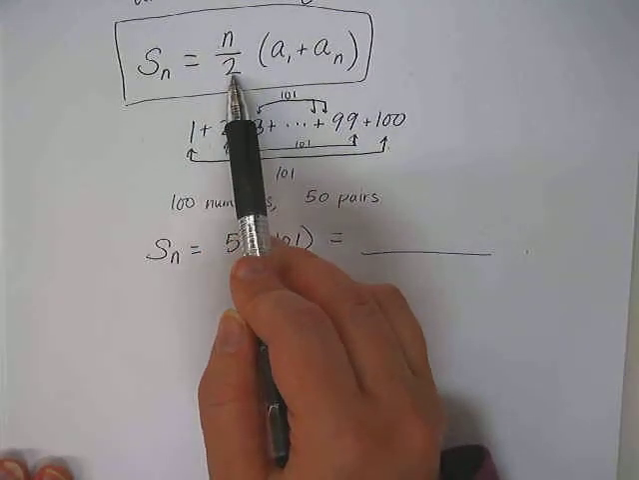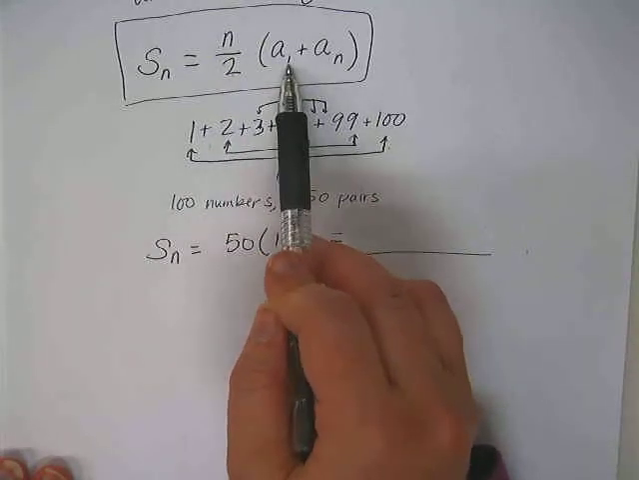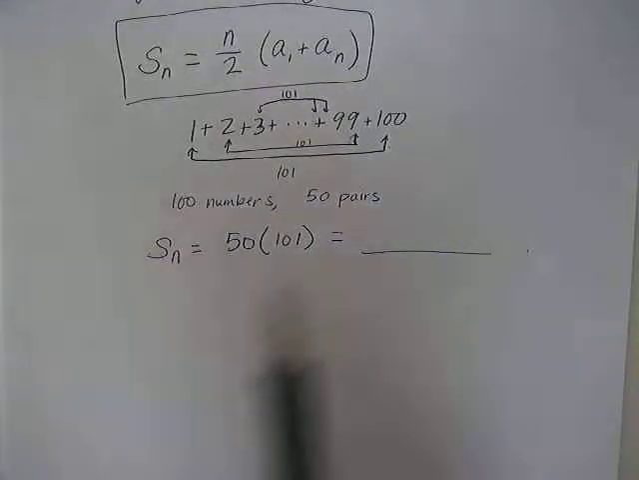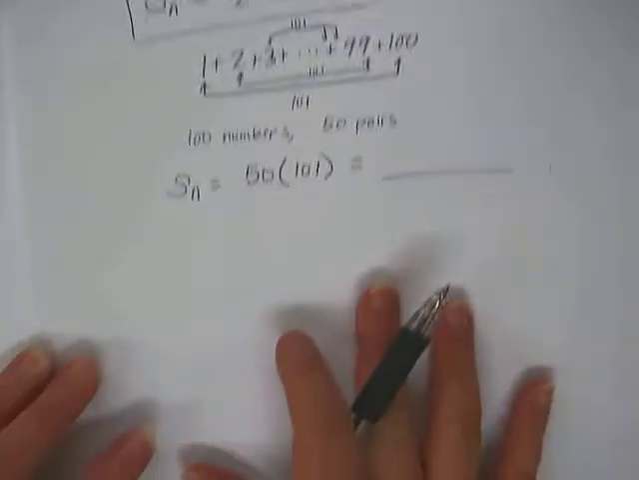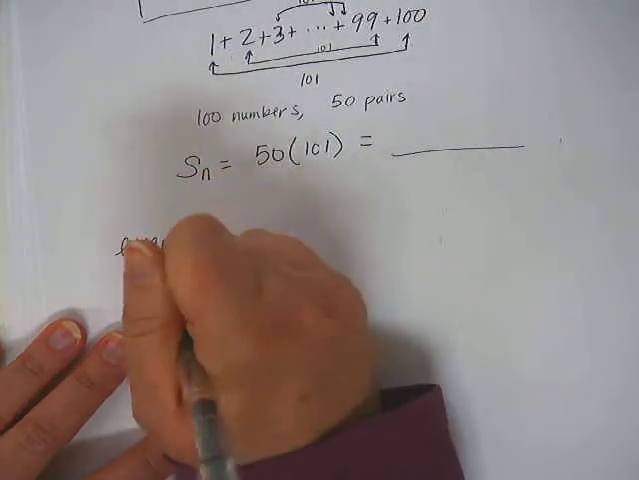You take your number of numbers, in this case 100, you divide by 2, and that's your number of pairs. Then you take the first number plus the last number. See, I told you I had a story that would help you remember it. Okay, so yes, that's a formula you need to know. Let's do a quick example.